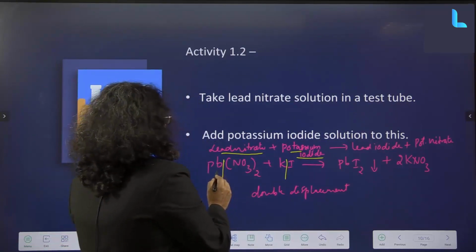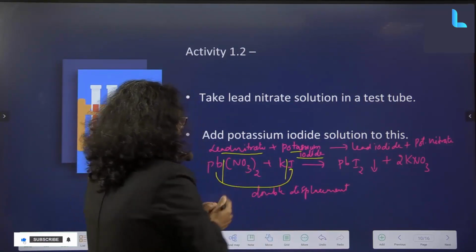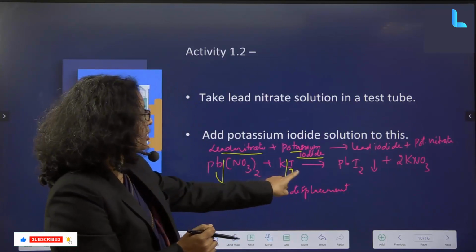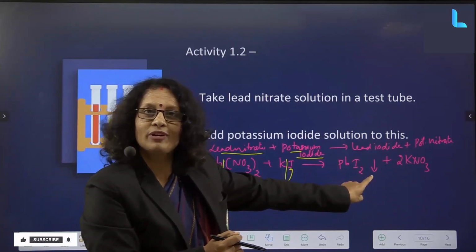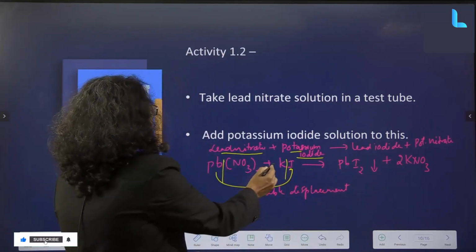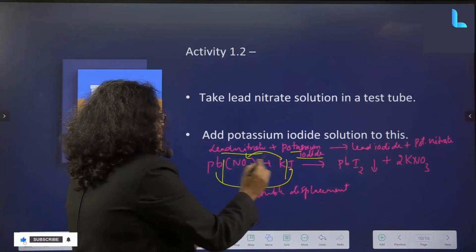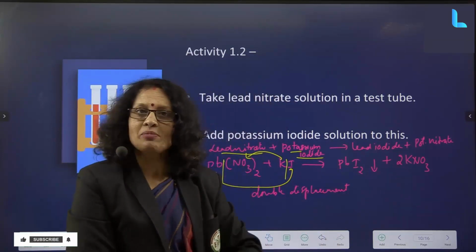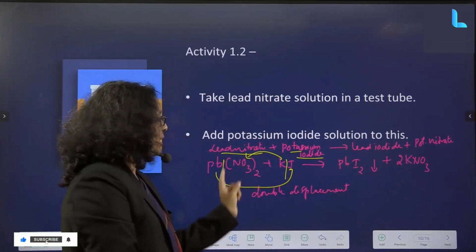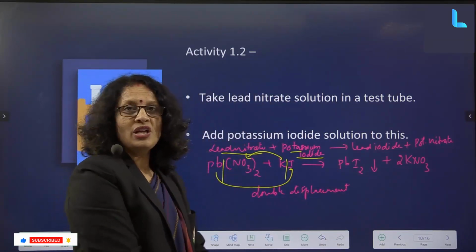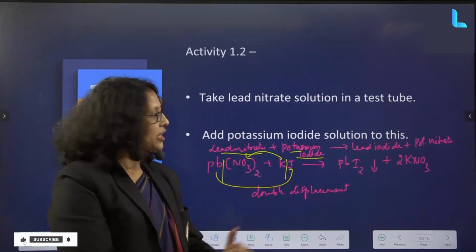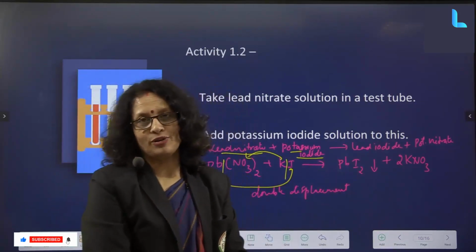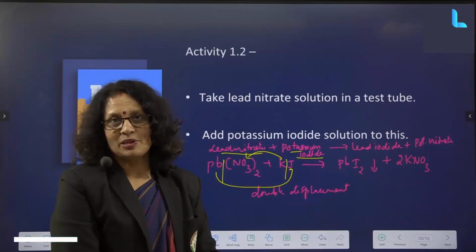Now what will happen? An interchange will happen. See, one displacement is when Pb goes and combines with I2, so you get PbI2. The second displacement is when potassium combines with nitrate, so you get KNO3, potassium nitrate. So twice we have a combination, and two times bonds are breaking and new bonds are forming. This kind of reaction is called a double displacement reaction.